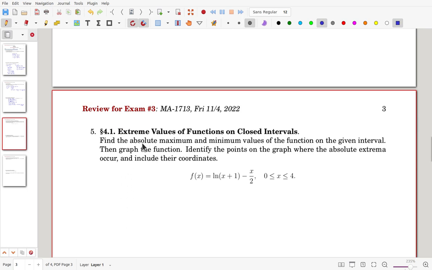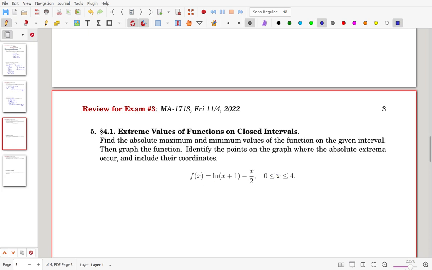Okay, here we want to find the absolute maximum and minimum for the function on the given interval. In order to do that, you have to find the critical points, and then measure the values at the edge points and critical points. Among them, the largest one will be the absolute maximum, and the smallest one will be the absolute minimum.